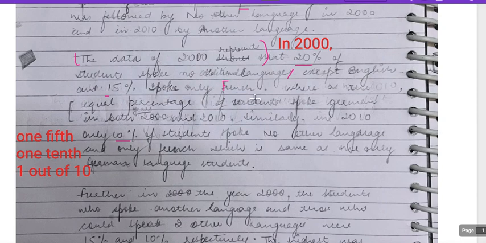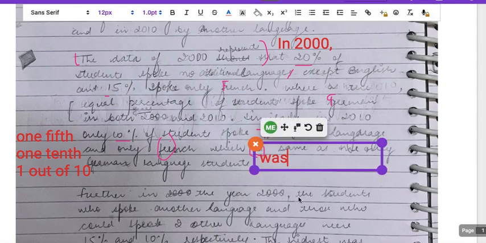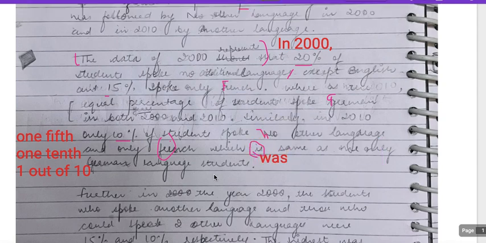Okay, except English and 15, this is fine. Whereas the equal percentage of students spoke German in both 2000 and 2010. Similarly, very good, in 2010, only 10% of the students spoke no other language, and only French, which was... here we will use "was", because this is past tense, so yes, "was the same as only German language students."